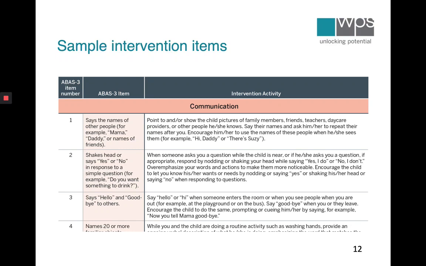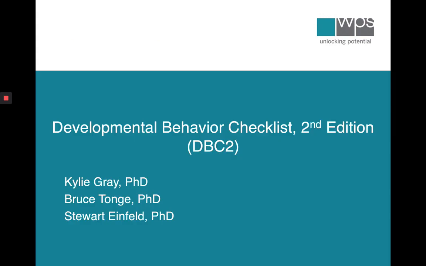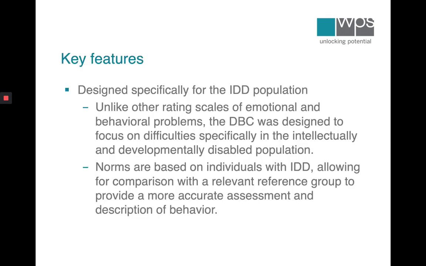The Developmental Behavior Checklist 2nd edition, or DBC2, is our next item to discuss. Now, what's nice about the DBC2 is it was designed specifically for the intellectual and developmentally disabled population. So, unlike other rating scales, the DBC was designed to focus on difficulties specifically in the intellectually and developmentally disabled population. The norms are based on individuals with IDD, giving a relevant reference group.